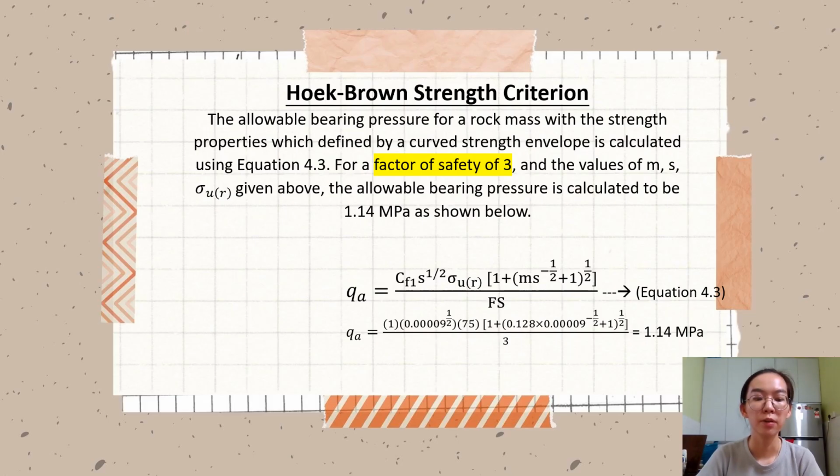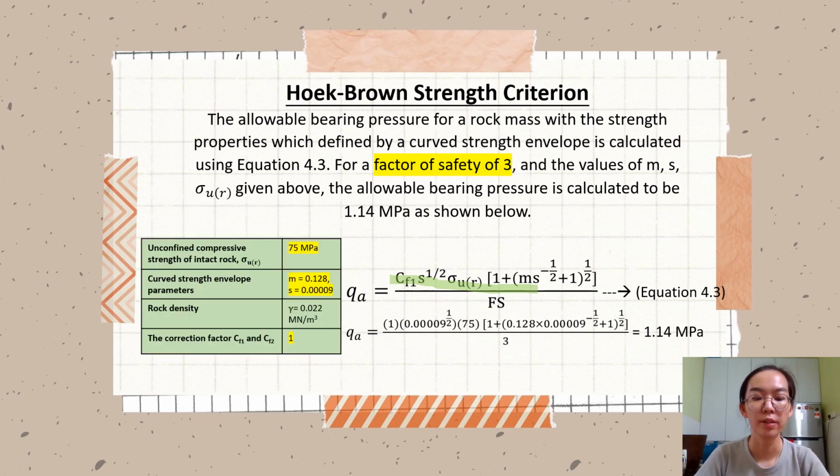Next is the Hoek-Brown strength criterion, and this is the formula to calculate the bearing capacity. Substitute the value of CF1, parameters s and m, unconfined compressive strength, and safety factor equal to 3 into the equation, then we will get a bearing capacity of 1.14 megapascal.